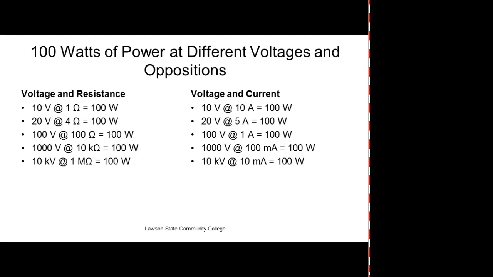100 watts of power at different voltages. And this is what we're talking about. So y'all see that? Voltage and resistance, voltage and current. So look, as the voltage goes up, and this is 100 watts of power, as I keep raising my voltage, the amount of current goes down.